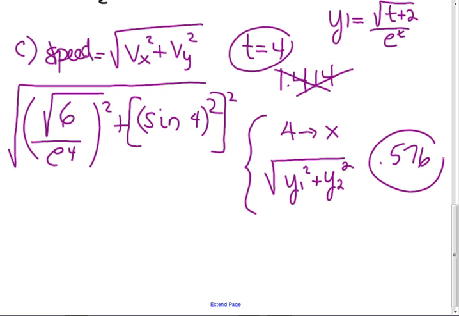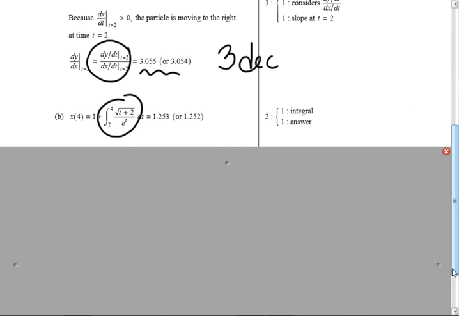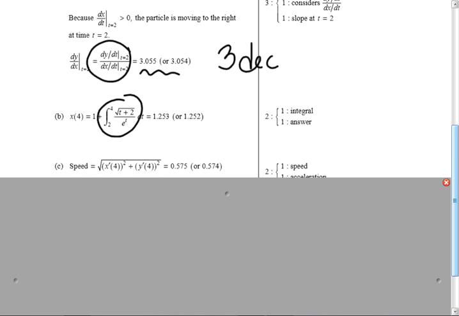0.576. Wait, what is it? What's the next number? Oh, well, it's 0.57. Is it 0.574? No, oh, no, it's 0.5745 for round up. Oh, I see. Or 0.574. Both answers are correct. You can round it or you can truncate. It doesn't matter. So let's see. My guess is that's 1 point, but there's more parts to this question. There it is. 1 point for the speed.